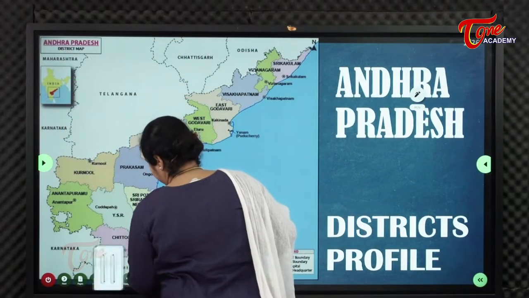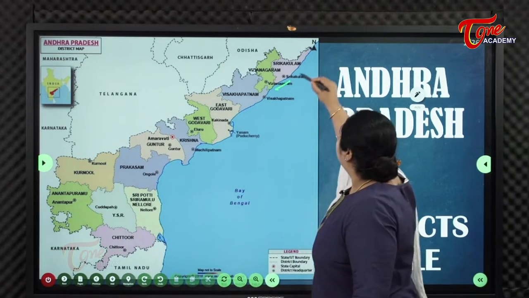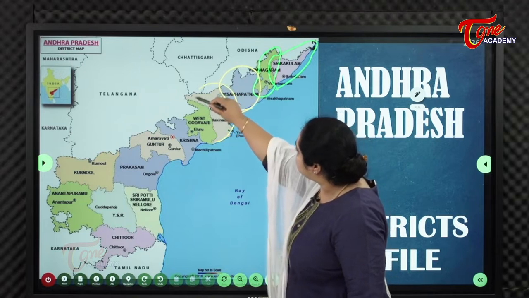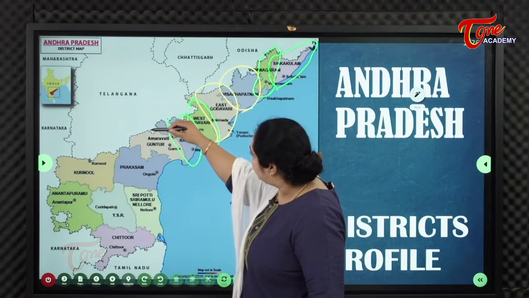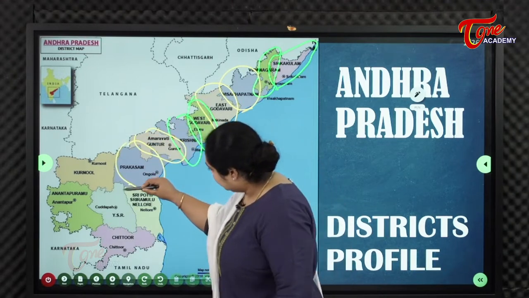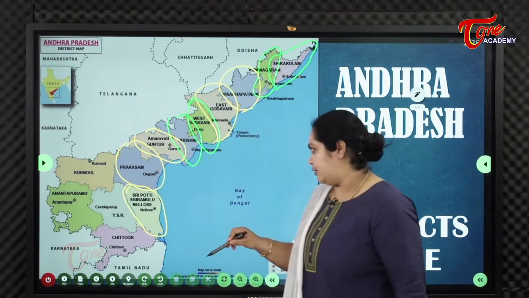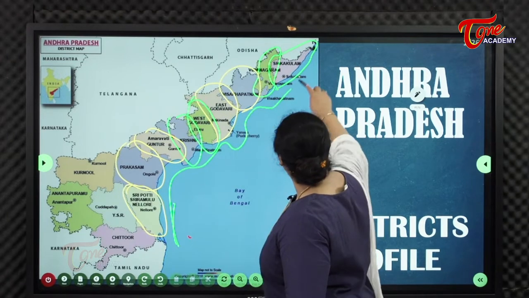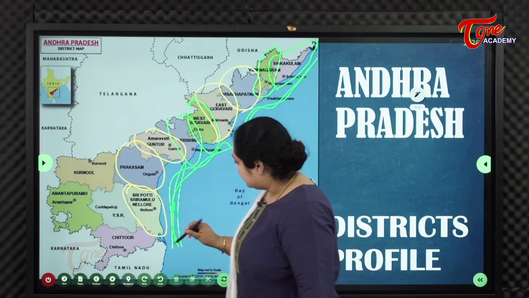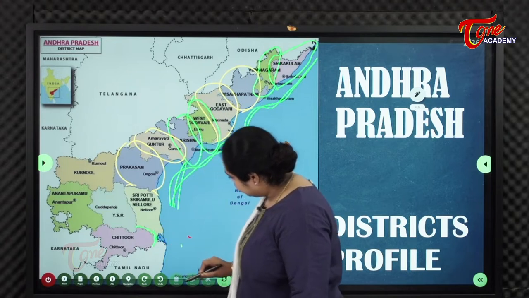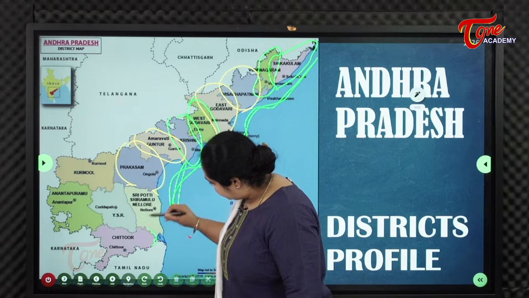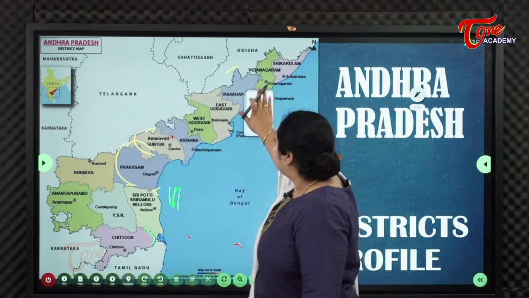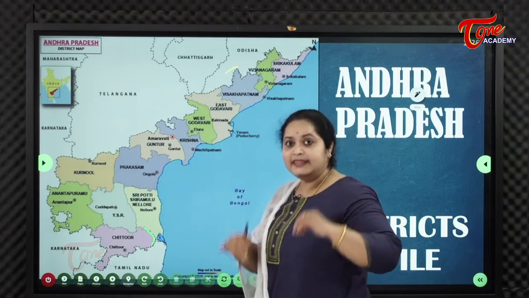This is the map of Andhra Pradesh. Here lie Srikakulam, Vijayanagaram, Vishakhapatnam, East Godavari, West Godavari, Krishna, Guntur, Prakasam and Sri Potti Sriramulu Nellore district. If you observe clearly, all these districts have a sea coast. The coast ends here, and Chittoor district doesn't have any border with the sea. That's the reason these are called coastal districts.